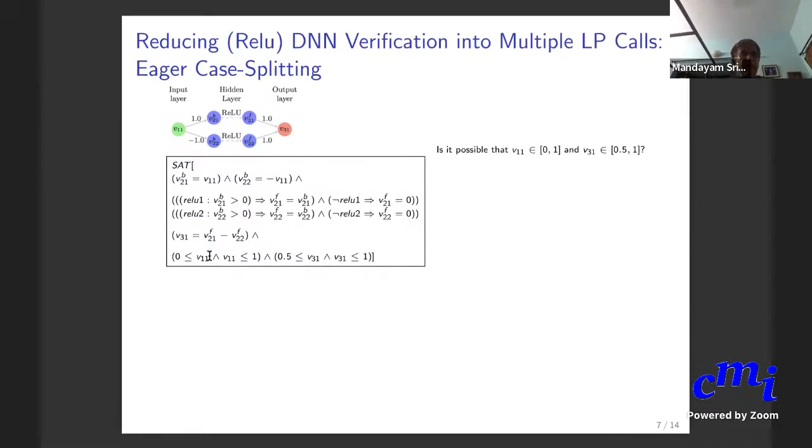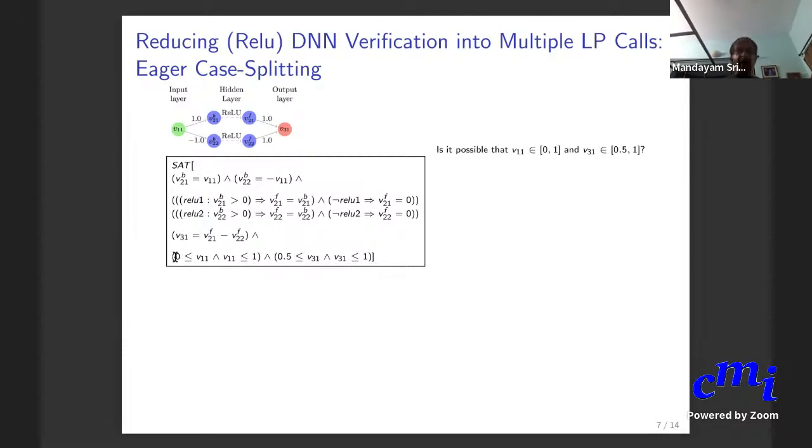Okay, and then there are these constraints that express the ReLU constraint, which can be done only by using a conditional. If V21B is greater than 0, then V21B and V21F should be equal. If V21B is less than or equal to 0, then the value at the forward node has to be equal to 0. And there'll be one ReLU constraint for every ReLU node.